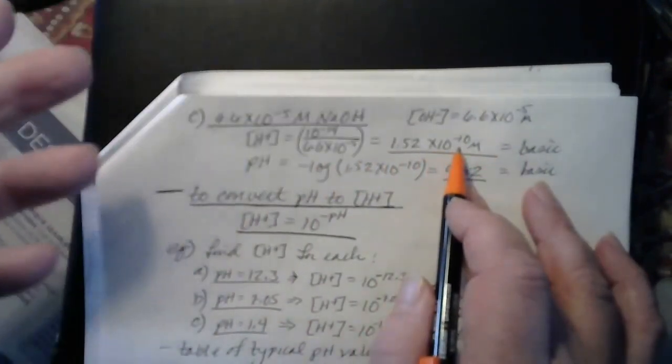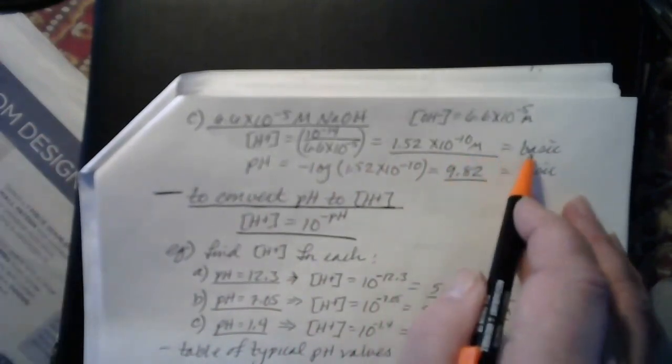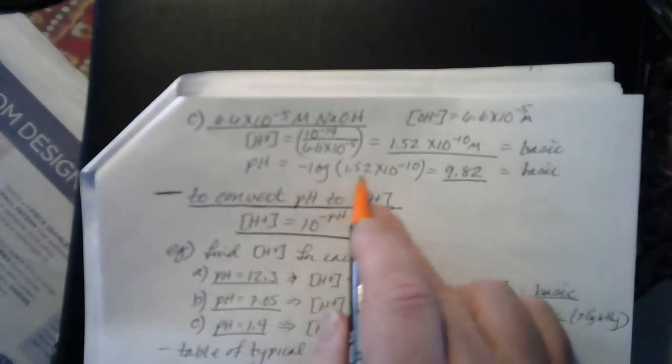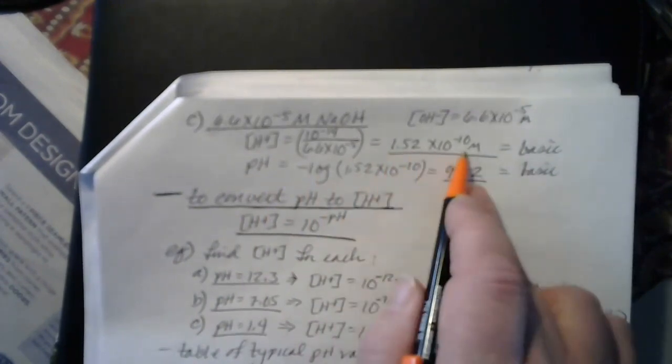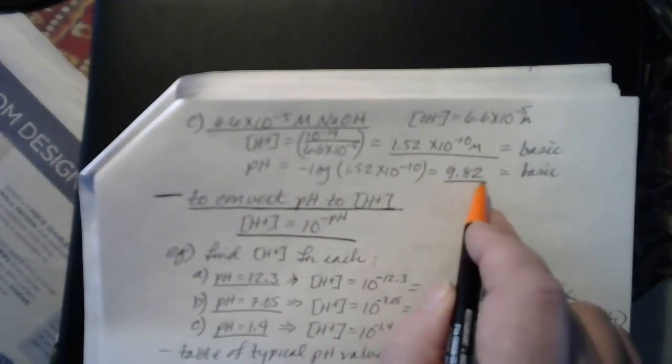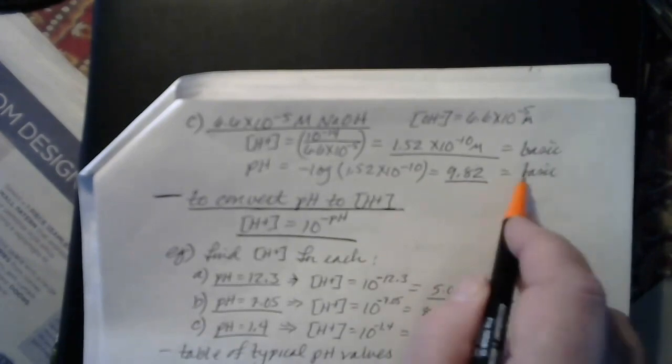And because the H plus concentration is less than 10 to the minus 7, that tells you the solution is basic. So you could answer that question now, or you could wait for the pH. pH is the negative log of the H plus concentration, and that is 9.82, which is greater than 7. So yes, it's definitely a basic solution.